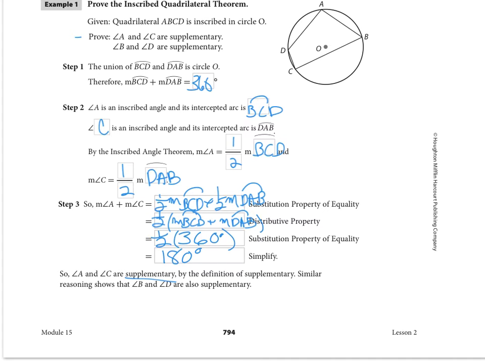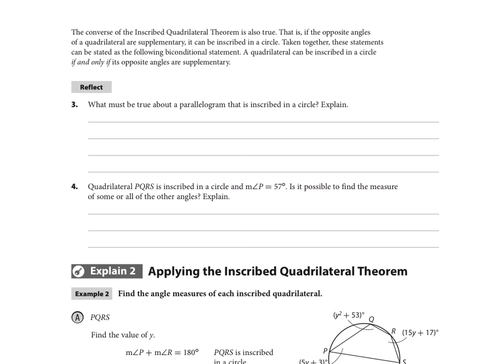And just a quick note as we move to the top of 795, you just need to keep in mind that the converse is also true of this theorem, which means that instead of knowing that it's inscribed and therefore the angles are supplementary, we reverse the logic and we talk about that if the angles are supplementary, then it's a quadrilateral that has the potential to be inscribed in a circle. Since those directions are both true, just kind of keep that in mind here.